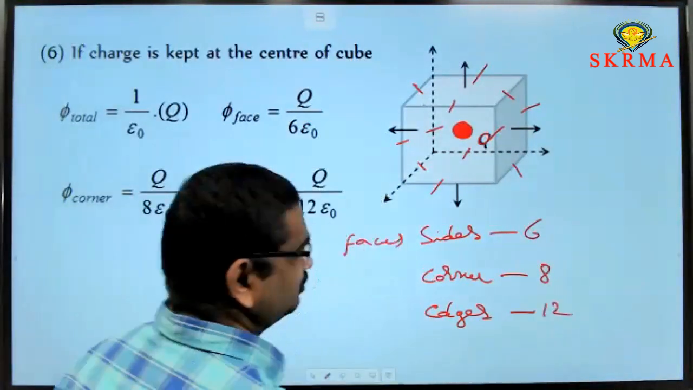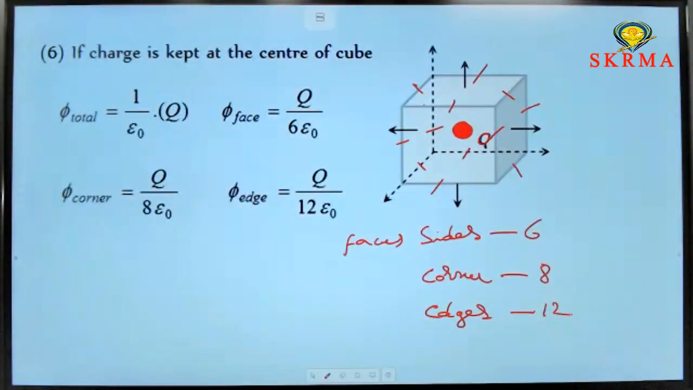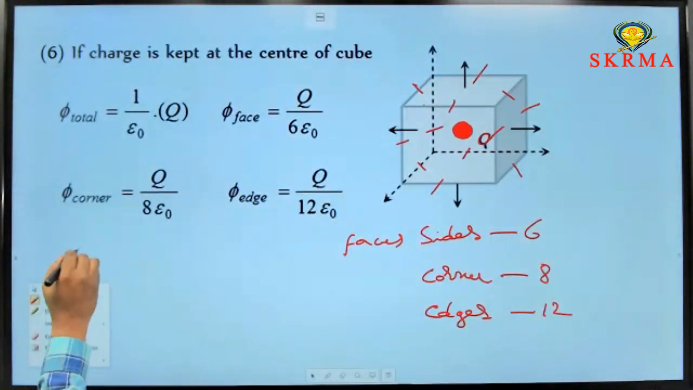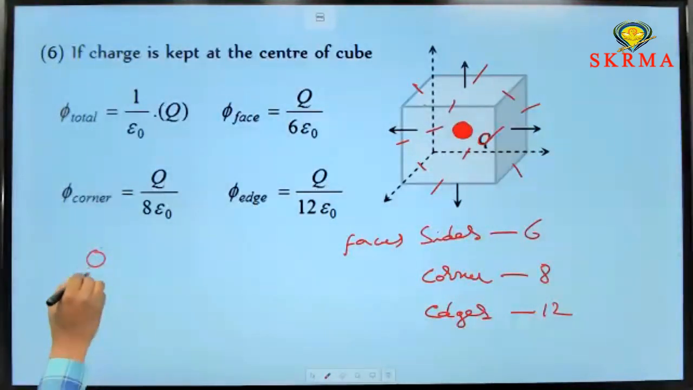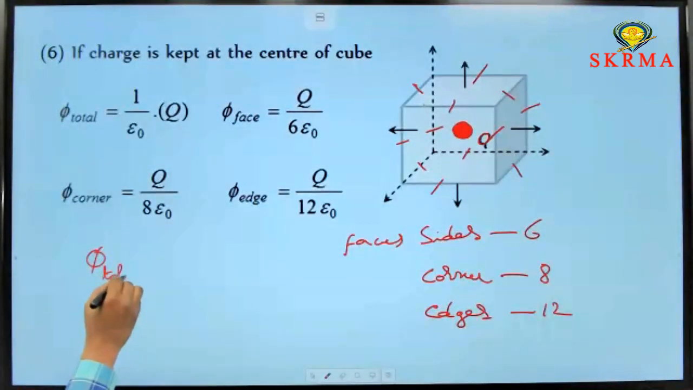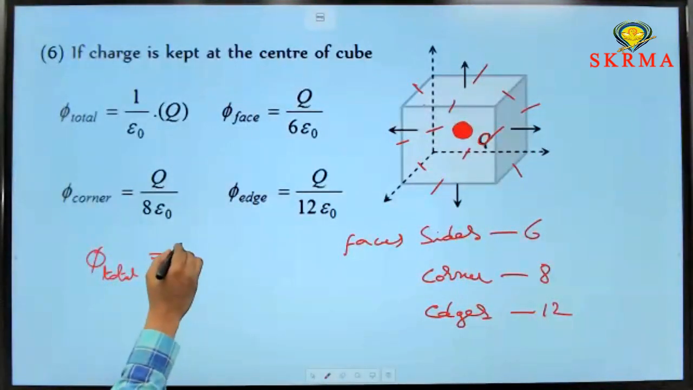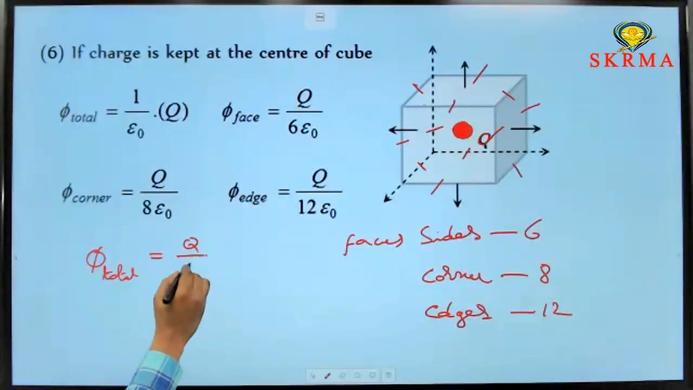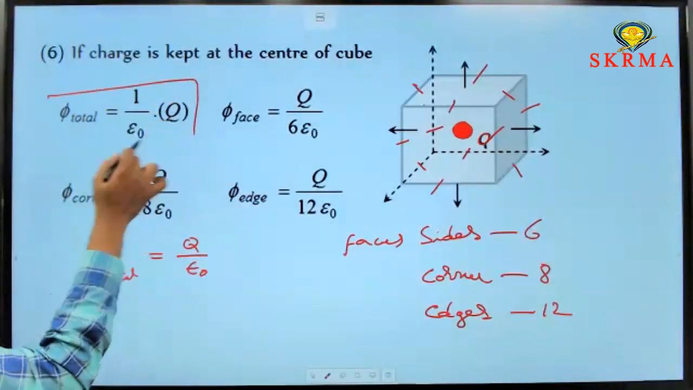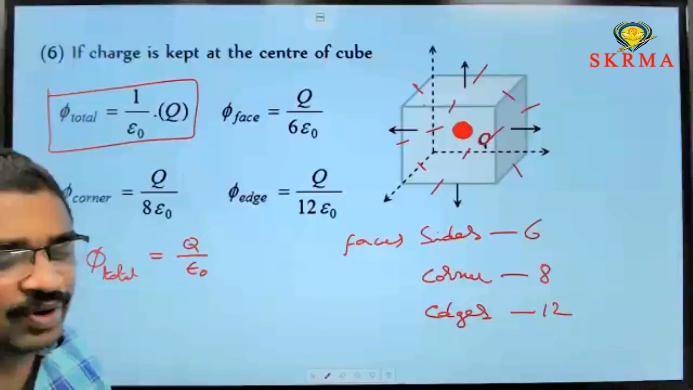How many edges? 12 edges. Now, from Gauss law, what is the formula for the total flux passing through the surface? 1 by epsilon naught into total charge. What is the total charge enclosed? Only Q. So Q by epsilon naught. This is the total flux that is passing through the cube.